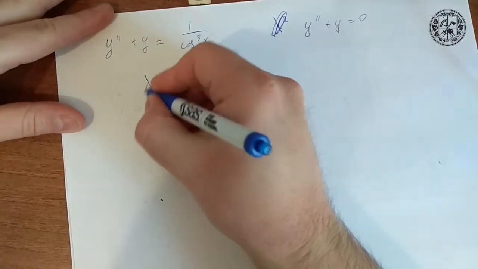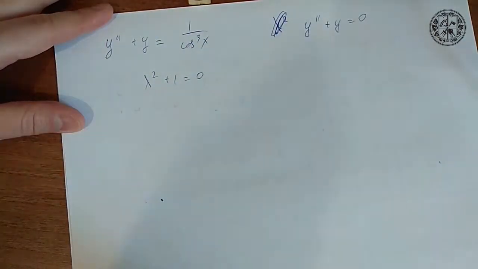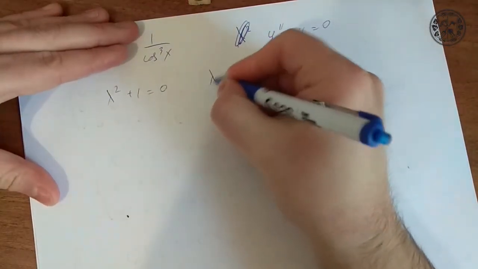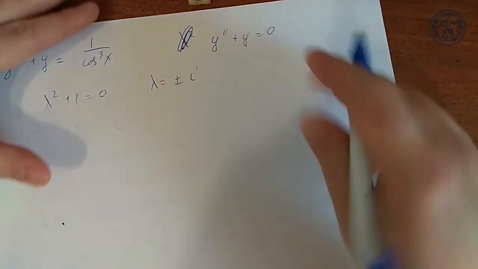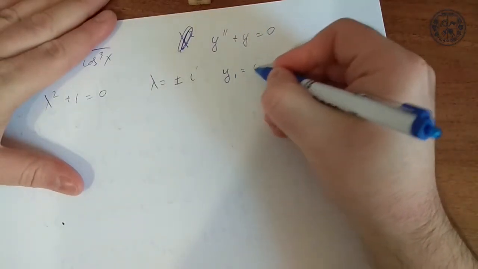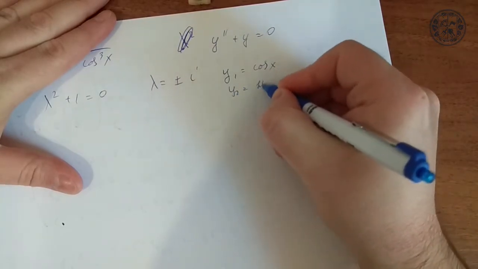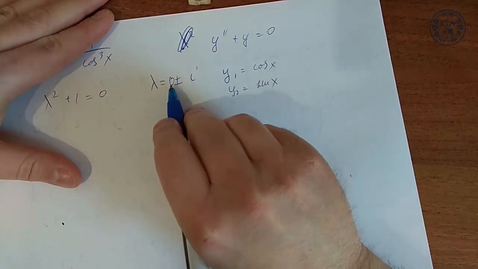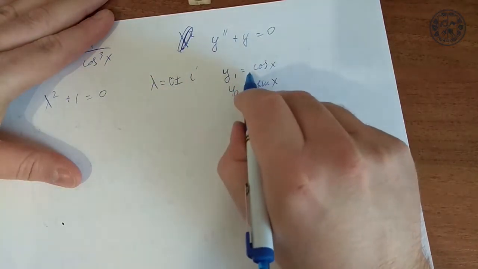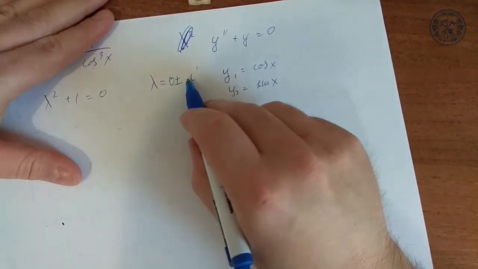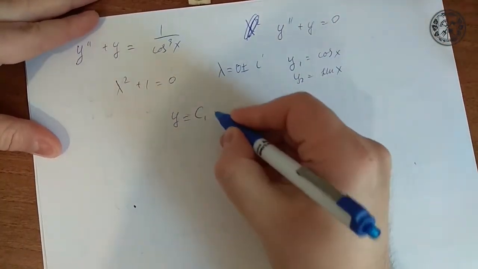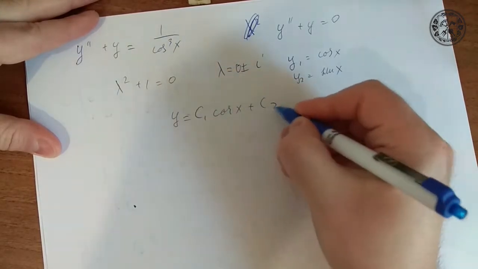So we'll get λ² + 1 = 0 as the characteristic equation, and when we solve it we will get λ = ±i. So we will get y1 = cos x, y2 = sin x. Because the real part here is 0, we get e^0 = 1, and the multiplier before i is 1, so we get cos x and sin x. So the general solution will be c1 cos x + c2 sin x.